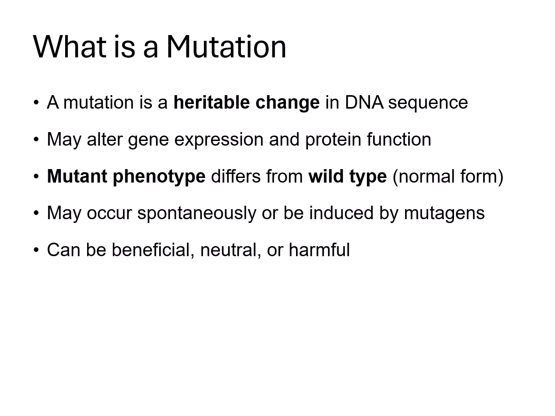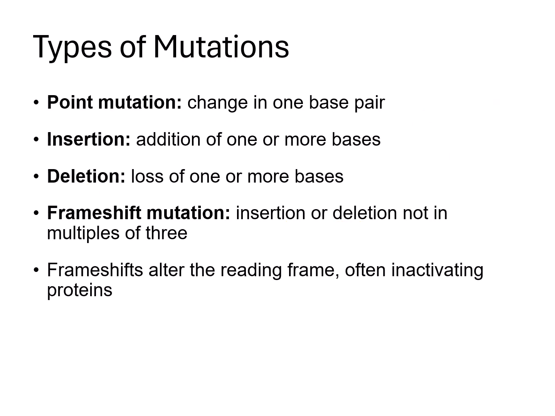A mutation is a heritable change in DNA sequence, and these changes can alter how genes are expressed and how proteins function. The altered form is called the mutant, whereas the normal version is known as the wild type. Mutations can happen spontaneously, just from replication errors, or be induced by mutagens, and these are things like chemicals or radiation. While most mutations are neutral or harmful, occasionally a mutation will be beneficial, giving an organism some kind of survival advantage. And we categorize mutations by the type of DNA change.